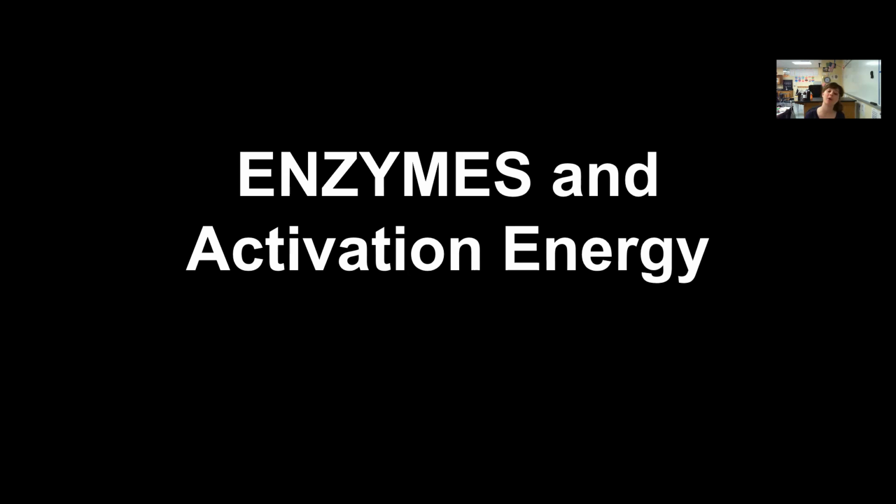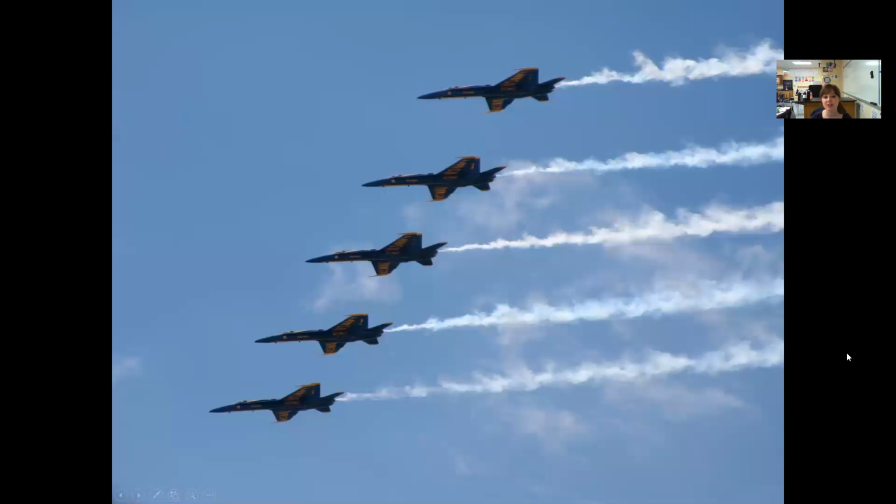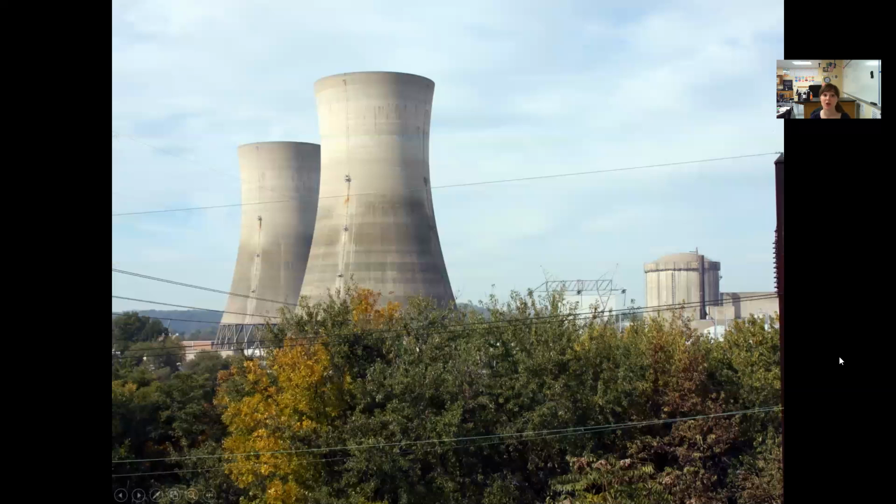So before we go on, I want to remind you that enzymes are proteins, and so they're going to have those characteristics that you learned a few weeks ago when we talked about the different organic compounds. So energy is the power required to change or move matter. There are lots of different types of energy. There is chemical energy, mechanical energy, thermal energy, nuclear energy, but what's the ultimate source of all energy? Where does all energy come from?